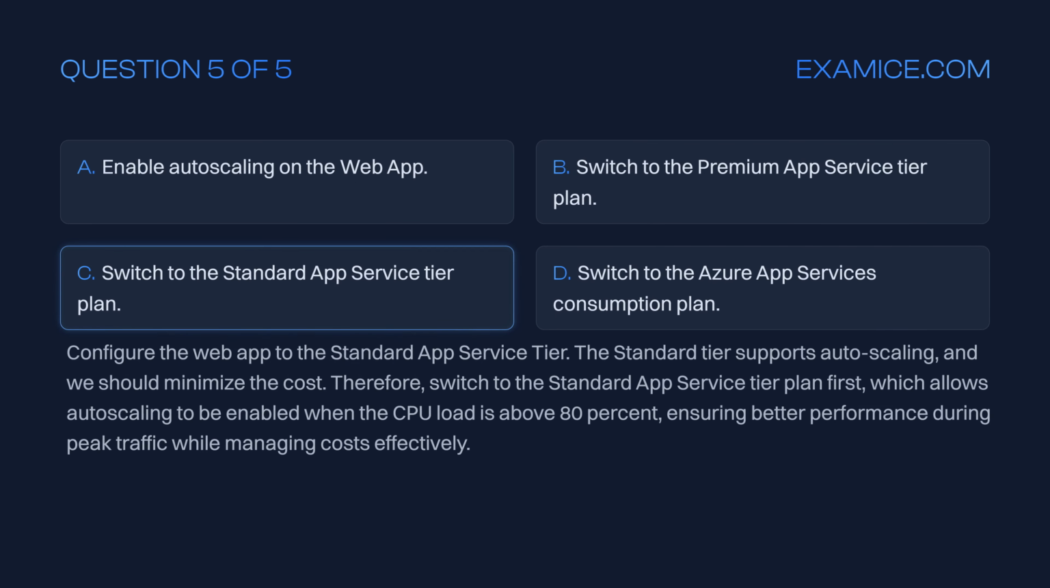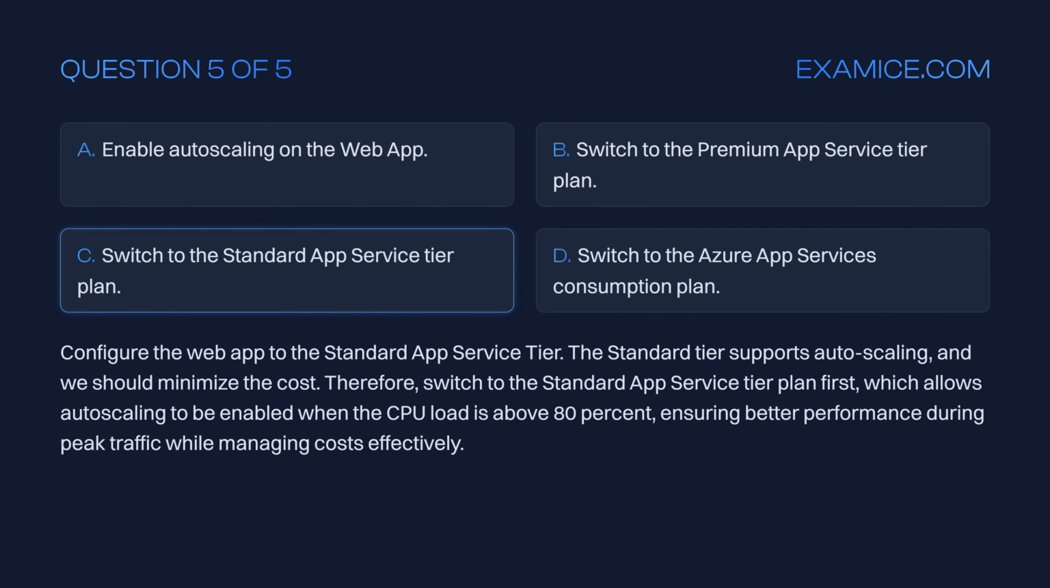The answer is option C. Configure the web app to the Standard App Service tier. The Standard tier supports auto-scaling, and we should minimize the cost. Therefore, switch to the Standard App Service tier plan first, which allows auto-scaling to be enabled when the CPU load is above 80%, ensuring better performance during peak traffic while managing costs effectively.